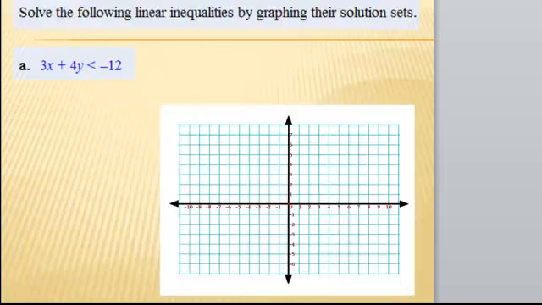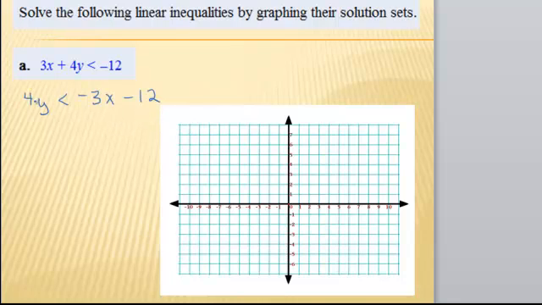Solve the following linear inequalities by graphing their solution sets. Well, whenever you solve an equation, you just get an ordered pair as your solution. Whenever you solve an inequality, you get a whole region of ordered pairs as your solution. What I think you should do first is go ahead and solve this for y. So we're going to subtract 3x from both sides. We'll have 4y is less than negative 3x minus 12.